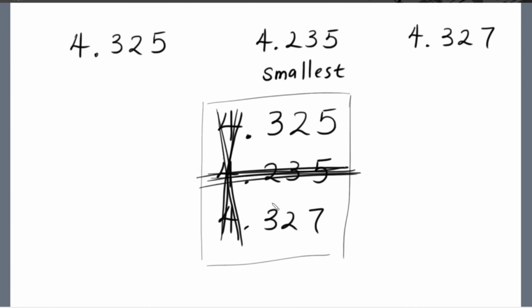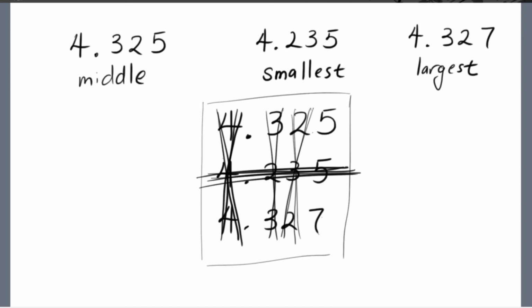But I notice that the 3 and the 3 of 4 and 325 thousandths and 4 and 327 thousandths are still the same. Moving on to the hundredths place, I notice the 2 and the 2 are the same, so they won't help us. But then I go on and I see 5 and 7. So now I know this 7 is bigger and the 5 is smaller. So I know 4 and 327 thousandths is the largest decimal we have. And then this one goes in the middle.